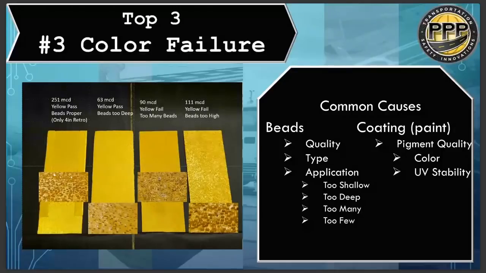A lot of people think that if one handful's good, two handfuls is better, and that is absolutely not the case. So that yellow failed because there was just too much glass on top of glass shadowing one another. And then, of course, the beads too high that we talked about on several occasions as well. Too deep, too shallow, too few, too many, all those things can cause that color to fail. And then, of course, with the paint, as we have with the daytime issue, is its UV stability. Its initial color is also a potential problem as well.